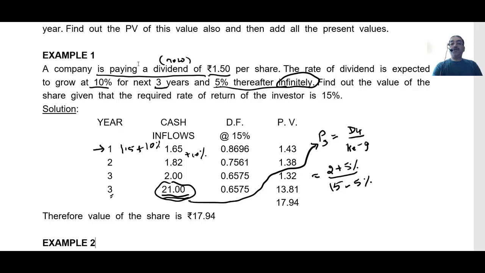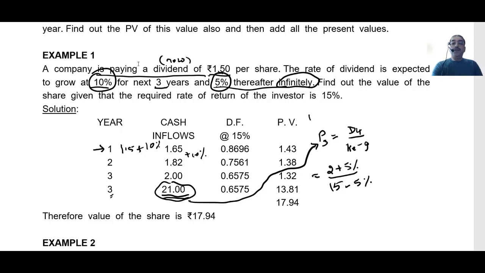P3 is the price at the end of third year, when I'm going to sell the share. Why am I going to sell the share? Because I was having an abnormal growth rate of 10%, a very high growth rate. Now after 3 years, in the fourth year, it is going to be only 5%, so I'm not interested and I will sell off the share at the end of third year. So I want to know the market price P3, the market price at the end of third year. That is why P3 is equal to D4 upon KE minus G.